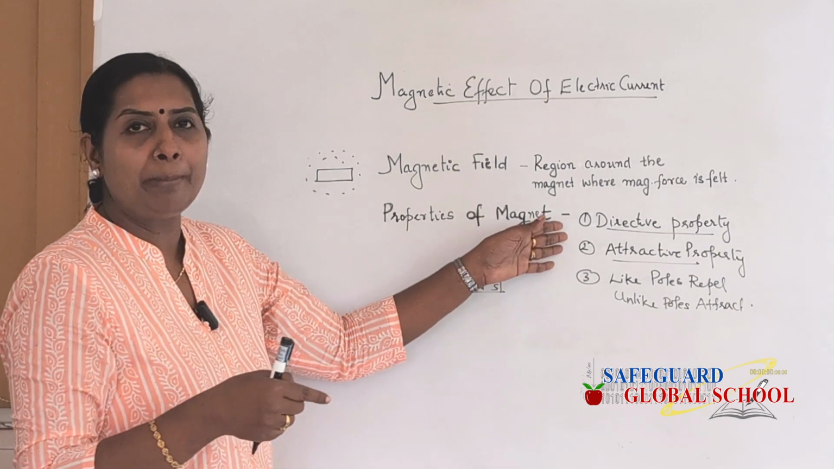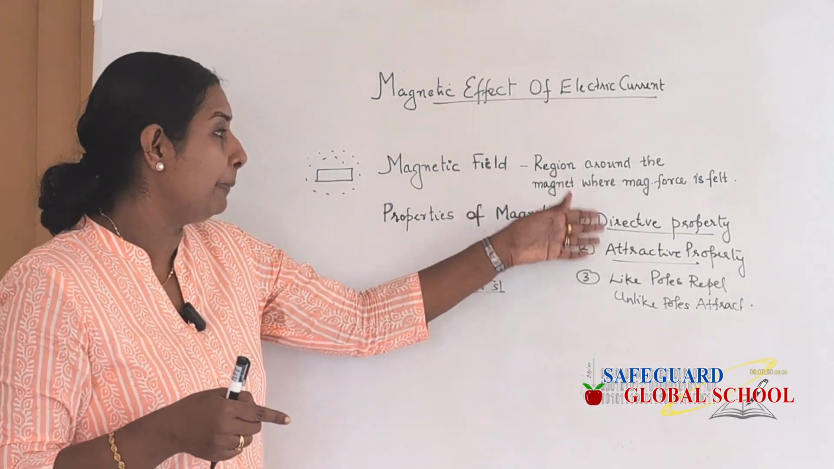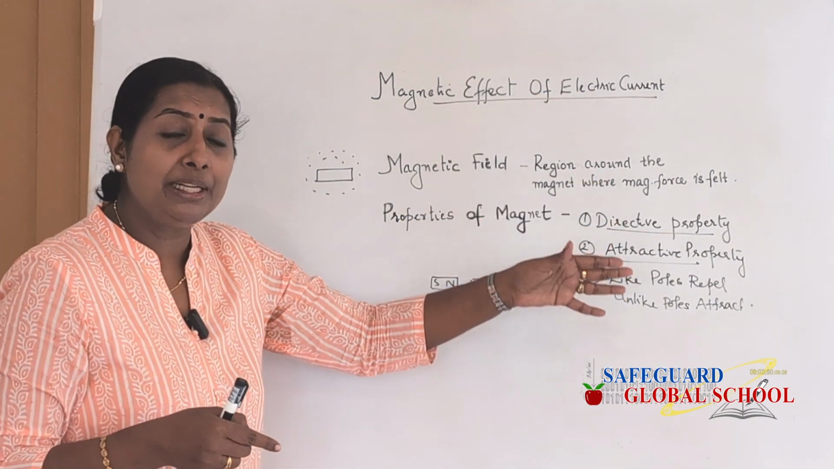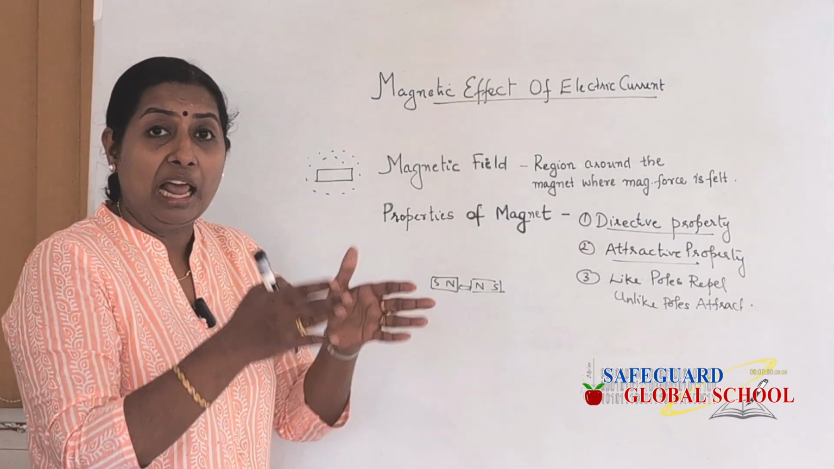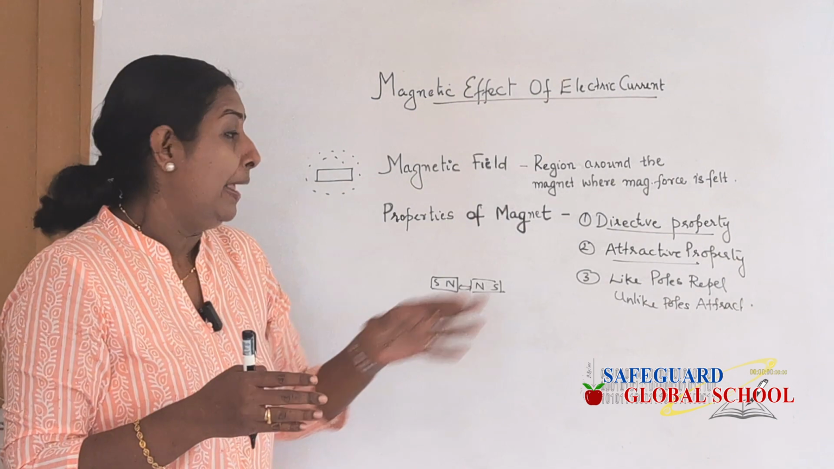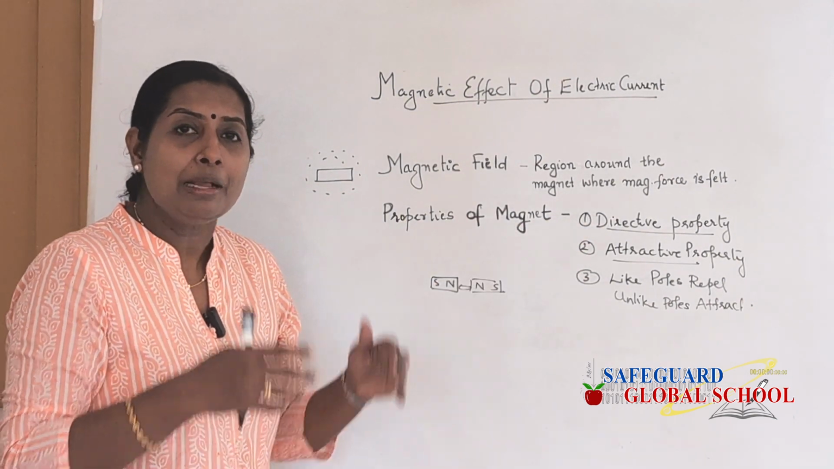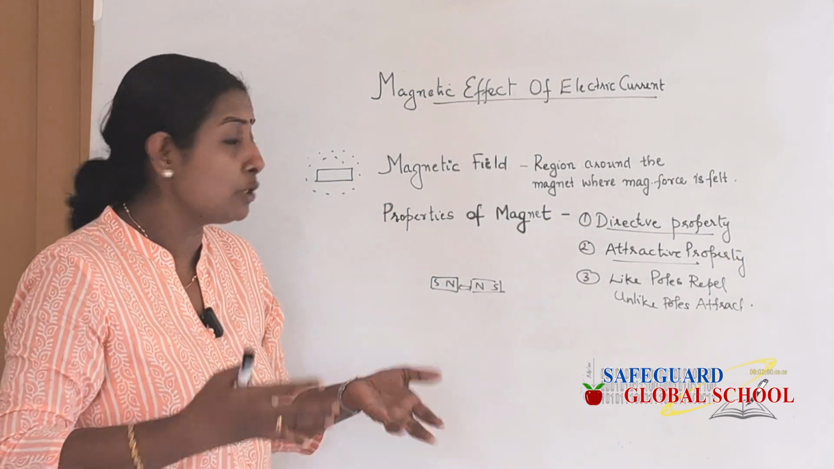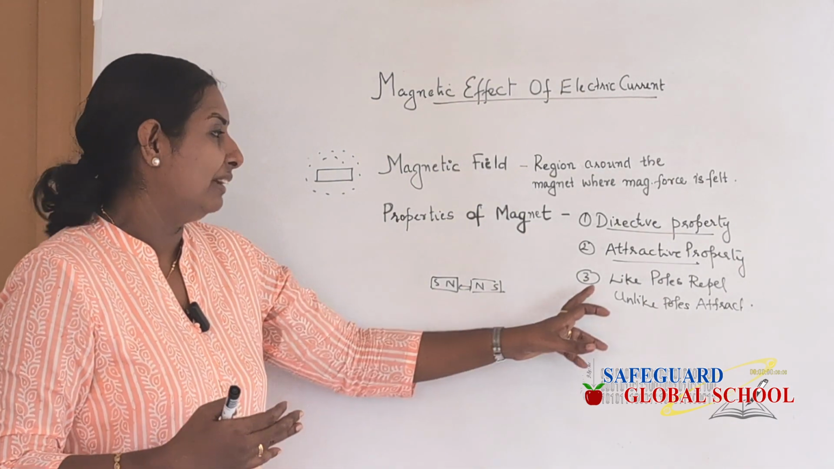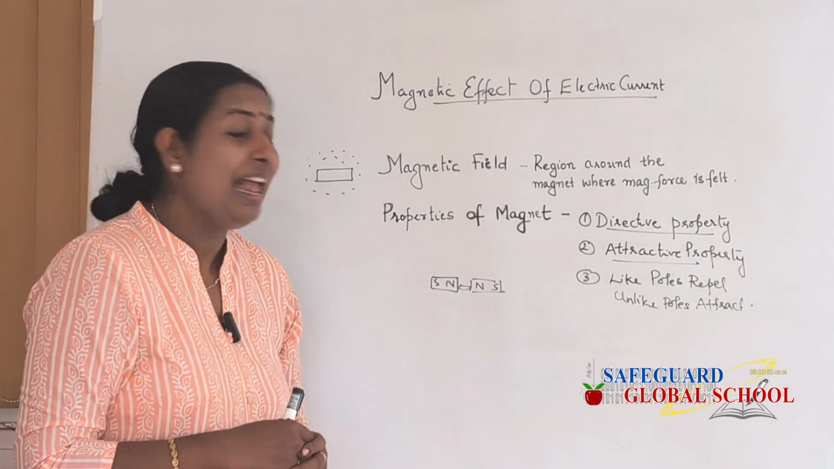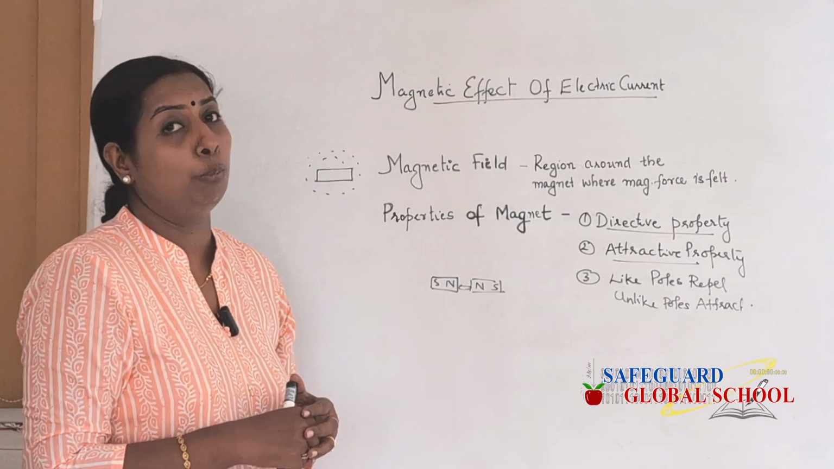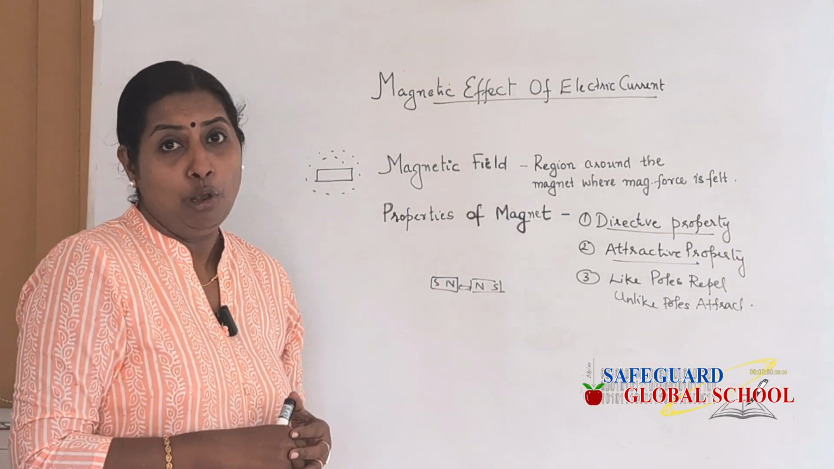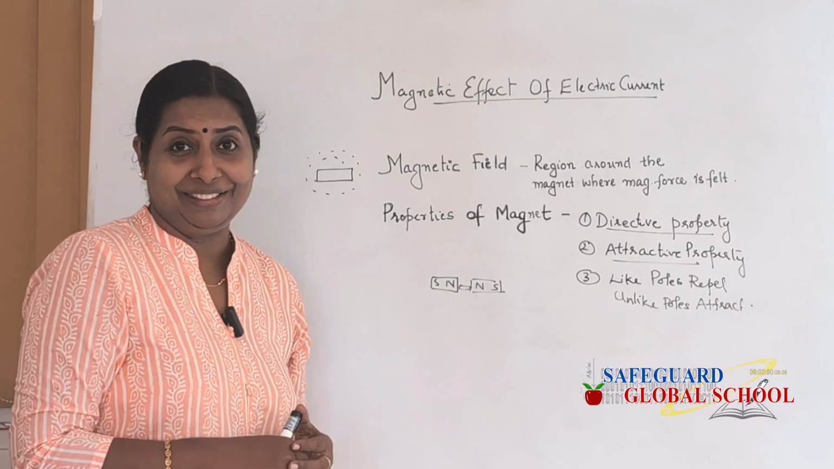So the properties of a magnet, once again I am summing up. The directive property, that means when a magnet is freely suspended, it always aligns in the north-south direction. The attractive property means a magnet attracts magnetic substances, or it can attract another magnet. And the third is like poles repel and unlike poles attract. This concept should be very clear before moving on to the next session of magnetic effect of electric current. Thank you.